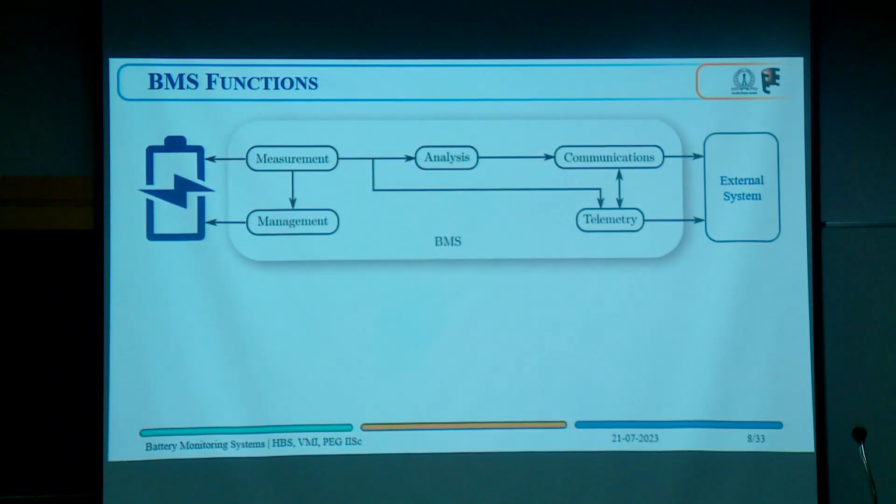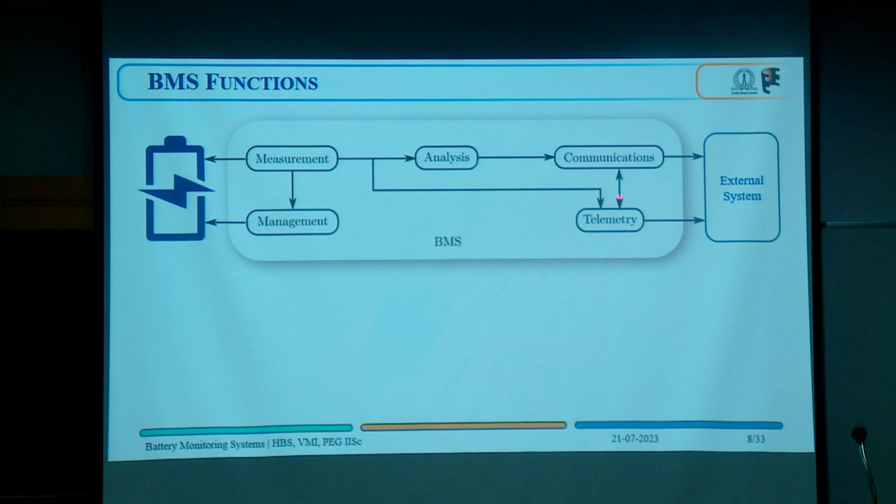Coming to the BMS functionalities, this block shows an overall representation of a battery management system that can be employed for any cell, battery or pack. Here we have the external system, and here we have, let us say, the battery. First we have the measurements, then the measurements can be used to do management. We will go into detail on each of them. Then the measurements can be used to perform some analysis or evaluations.